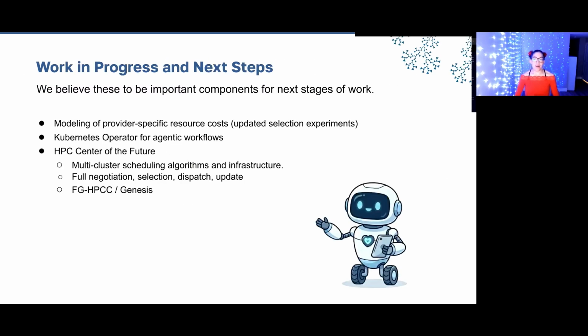Now, what work do we have in progress? What are the next steps? We are catapulting down this list. We believe these are important things that we're going to be working on. We want to model different costs into our resource providers for the MCP server, so that we'll be doing an updated set of selection experiments that better take into account cost, and specifically that one type of GPU is a lot more expensive than another type. We are working on a Kubernetes operator for agentic workflows, because although the MCP server itself can run in Kubernetes, we don't explicitly have an operator yet.